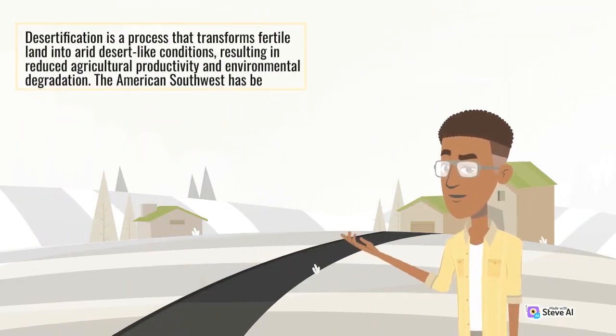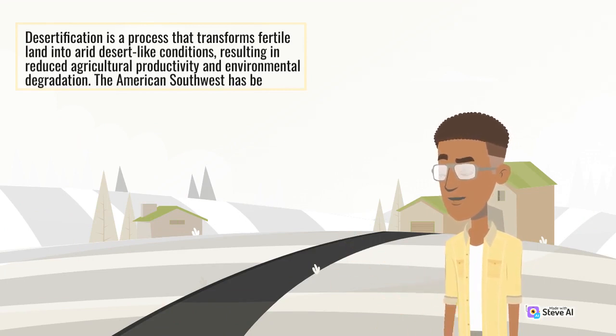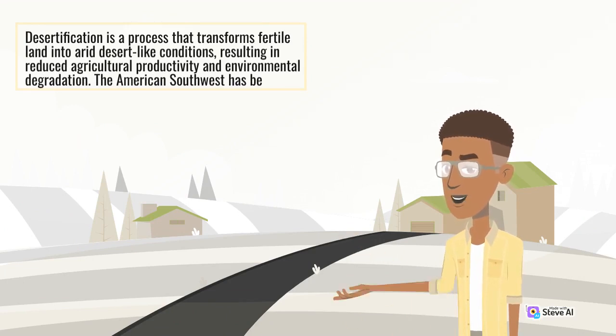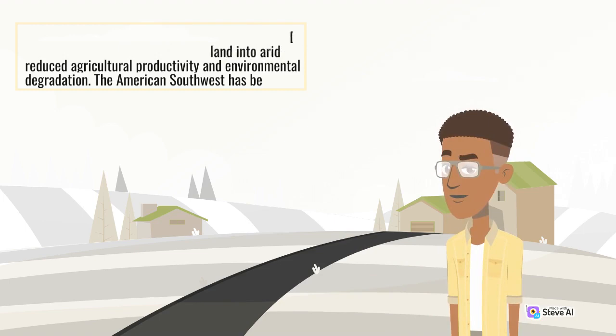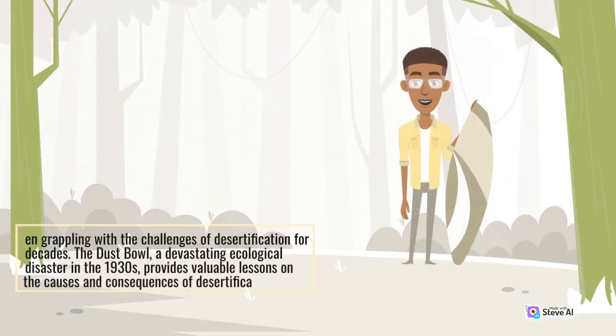Desertification is a process that transforms fertile land into arid desert-like conditions, resulting in reduced agricultural productivity and environmental degradation. The American Southwest has been grappling with the challenges of desertification for decades. The Dust Bowl, a devastating ecological disaster in the 1930s, provides valuable lessons on the causes and consequences of desertification.